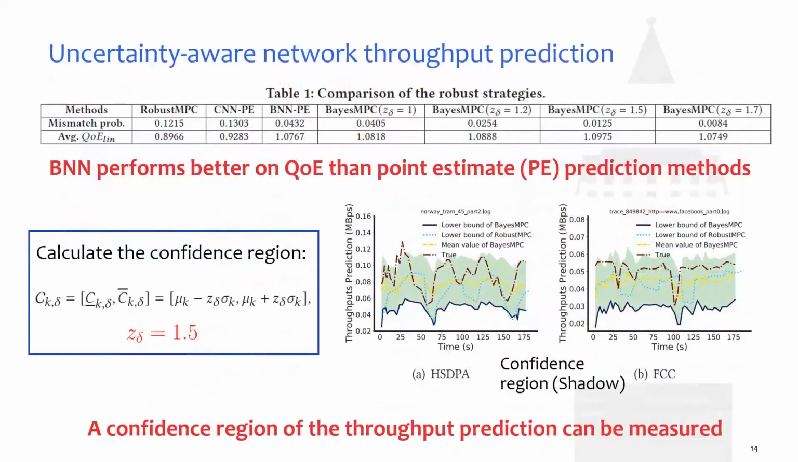Now we will show you the experiments that we did. First, we compare BayesMPC with some point estimate methods and found that our proposed BNN-based predictor can improve the QoE indeed. And we show the confidence region of BayesMPC during the throughput prediction. And we can see that the confidence region of the throughput prediction, shown in the shadow, can be measured with a high accuracy.